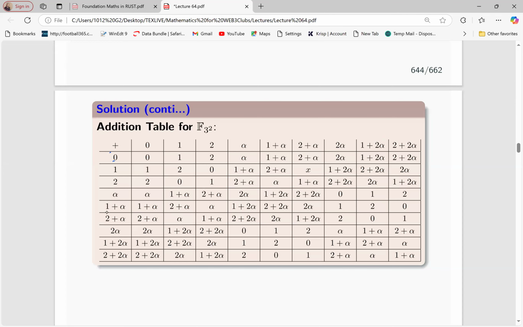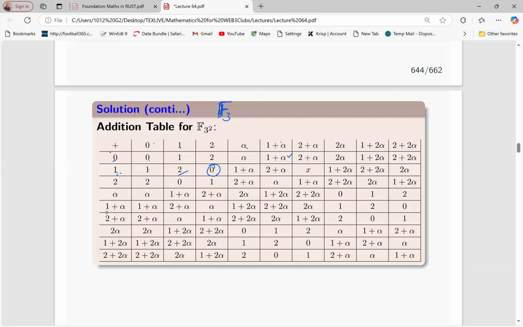0 with any of these elements, you get the element. 0 and 0 is 0, 0 and 1 is 1, 0 and 1 plus alpha is 1 plus alpha, and so on. It's very easy doing that. Let's add 1 to each of these elements. 1 plus 0 will be 1. Remember, our base field is mod 3. 1 plus 1 will be 2. 1 plus 2 will be 3, and we are doing it mod 3 so that it reduces to 0. 3 divided by 3, the remainder is 0.